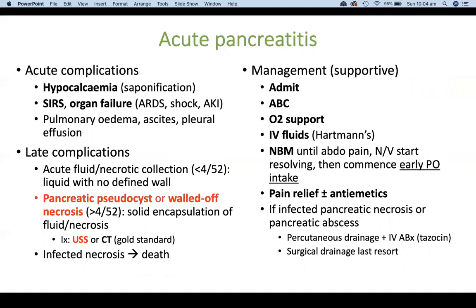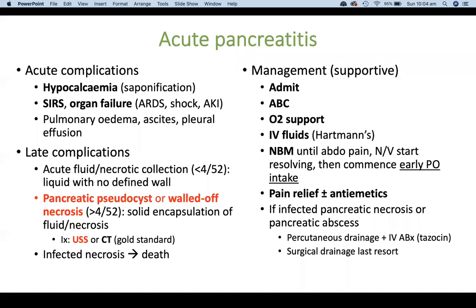Okay, so in terms of complications, acute pancreatitis is really nasty. It can give you what we call systemic inflammatory response syndrome. But it's essentially a non-infectious septic picture. So they're really unwell. They get fluid everywhere. And that's why it's so important to pick this up.